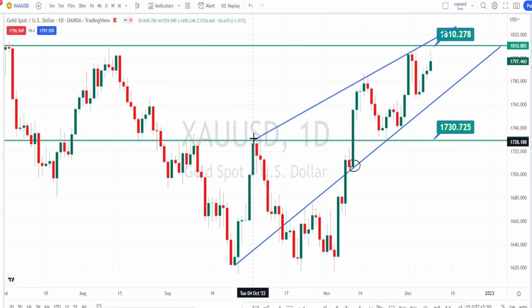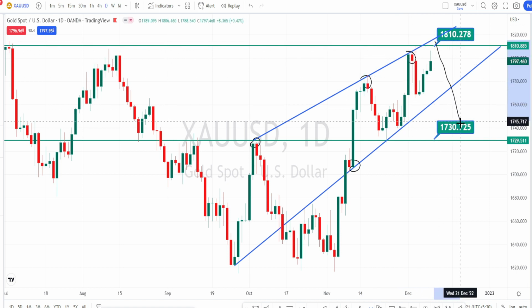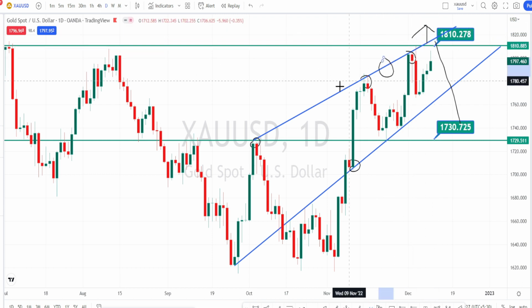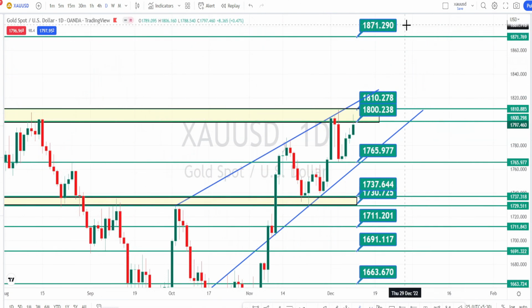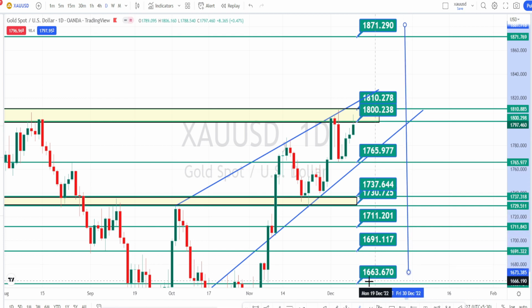And when we draw a resistance line connecting the previous highs, it is very clear that soon we can expect a trend reversal on the bearish side or on the bullish side. So wait for the price action to break this resistance line from the daily time frame if you want to freshly enter into the bullish side trade. So these are all the resistance and support levels for current price action in daily time frame.